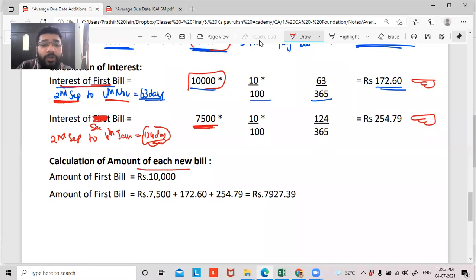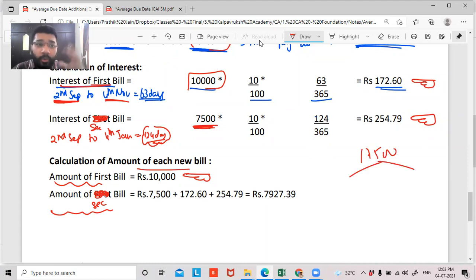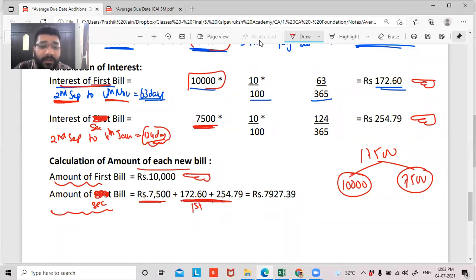Now, what is the amount of the new bill? The amount of the first bill is 10,000, which is given in the question. Now they have asked us to calculate the amount of the second bill. Total 17,500 is the total exposure, total liability. In that, 10,000 is settled in the first bill. The remaining 7,500 plus the interest. This is the interest of the first delay. This is the interest of the second payment delay. So this is the amount of the second bill: 7,924.39 is the total amount of the second bill, which is drawn on the 1st of July.